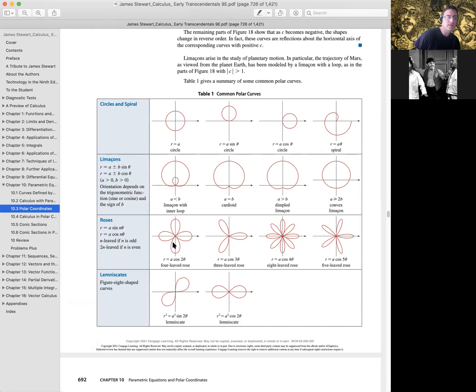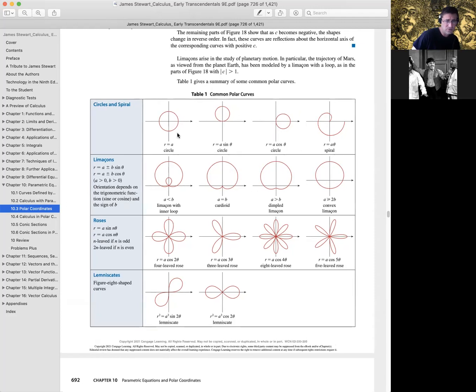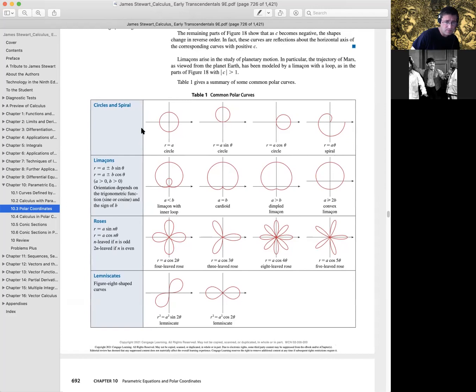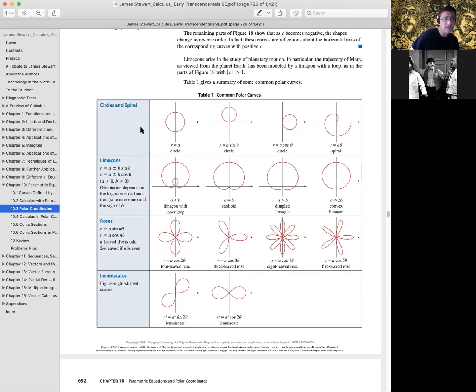It's the first entry. You have other kinds of roses, and they're indicated on the table. We also graphed the cardioid, which is in the second row and the second entry of the second row. So we've also graphed the circle, which is the first entry in the first row. But there are other circles. I'm not going to go through this entire table, but some of the exercises require you to graph things which are represented on the table.